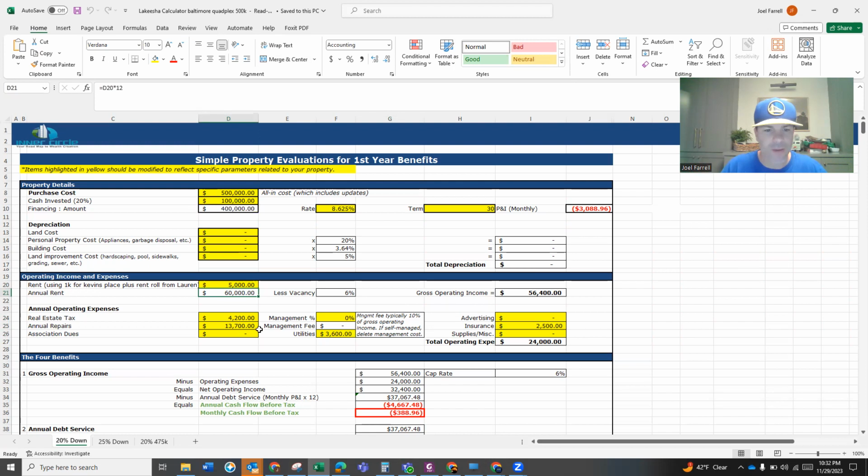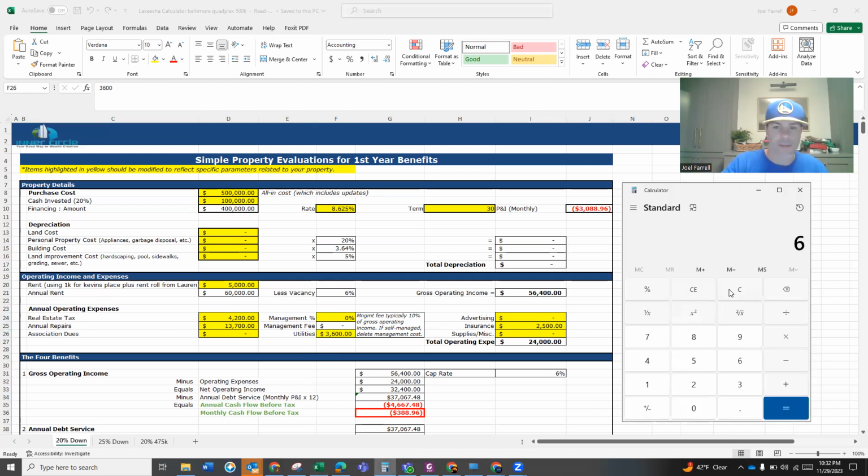And then as you can tell, total operating expenses is 24,000. What I did is I pulled in taxes, ballparked utilities, ballparked homeowners insurance, and then 13,700 in repairs. These numbers together basically get us to that 40% number. So if I take 60,000 times 0.4, that's 24,000.